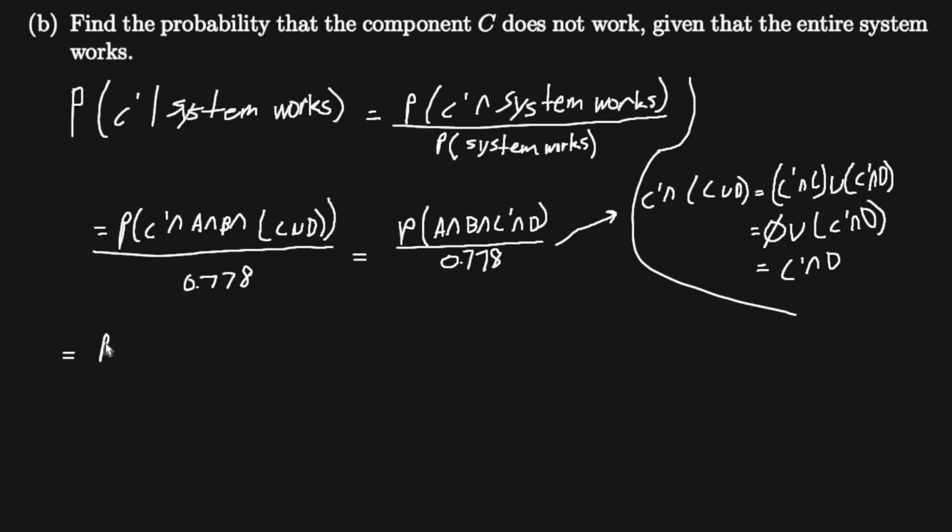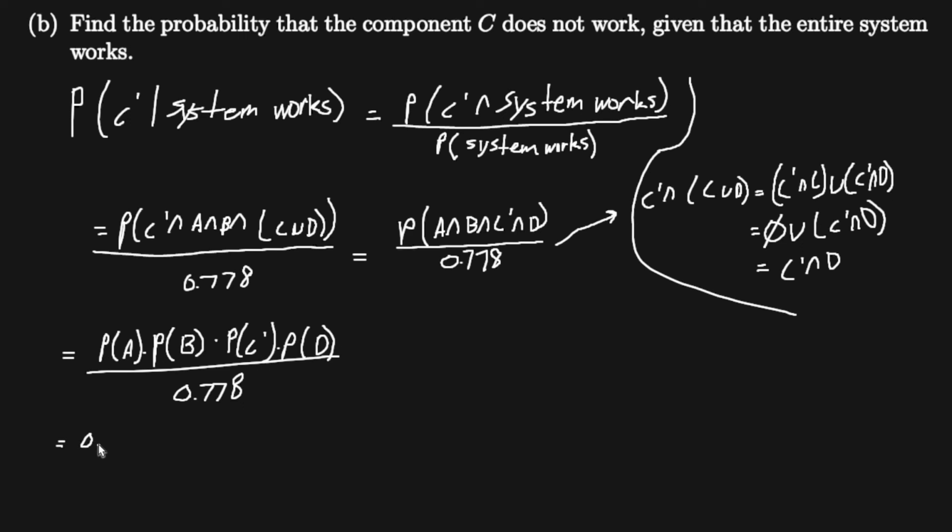Now we can continue on by independence, we would get the probability of A times the probability of B times the probability of C complement times the probability of D, all over 0.778. And then now we can finally plug in our values. So A is 0.9, B is 0.9 as well. C complement is 0.2 because C is 0.8, and 1 minus 0.8 is 0.2. And now we're left with the answer right there.